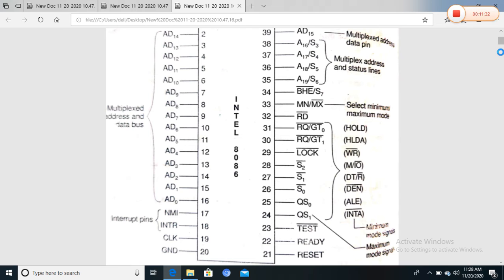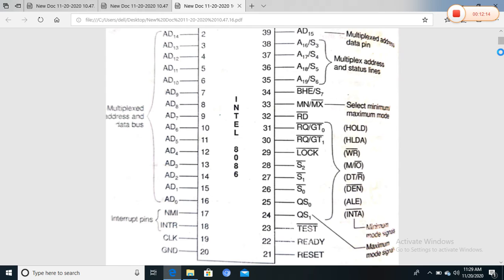Next pin is BHE bar S7, pin number 34. This pin is used for the bus high enable status. The bus high enable signal is used to indicate transfer of data over the higher order data bus, that is the D8 to D15 lines. This signal goes low for data transfer over D8 to D15.